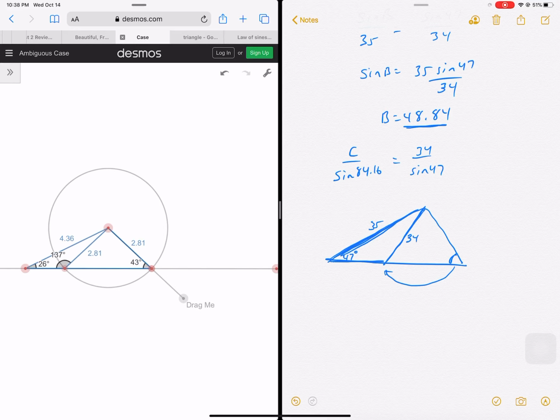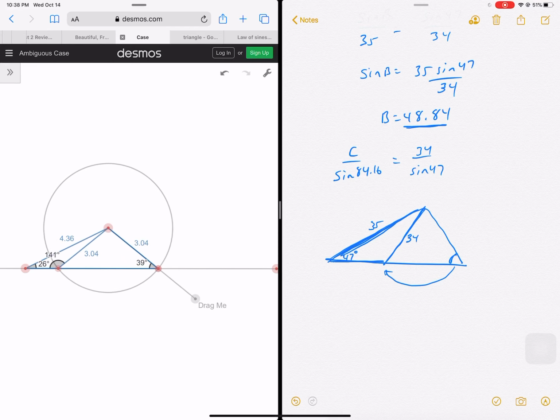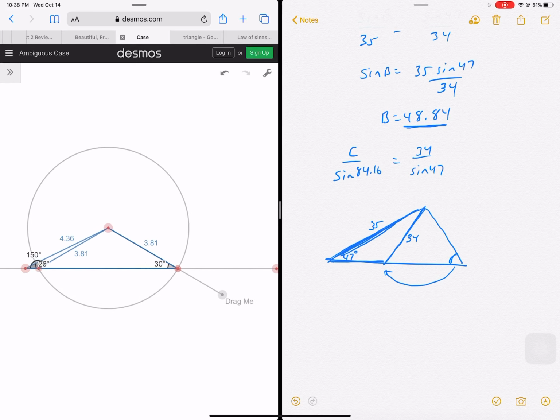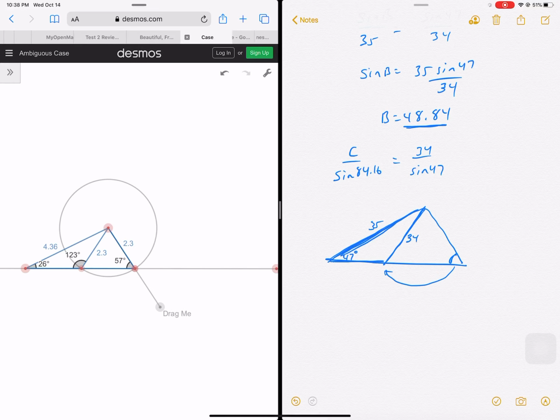If one is 50, the other has to be 130, because they have to add up to 180. If one was 30, can we get there? Well, we could get there. The other one is 150. So it really just depends on our acute angle. That's the coolest part, that we can solve for that acute angle pretty quickly.